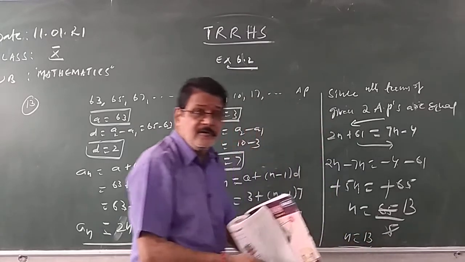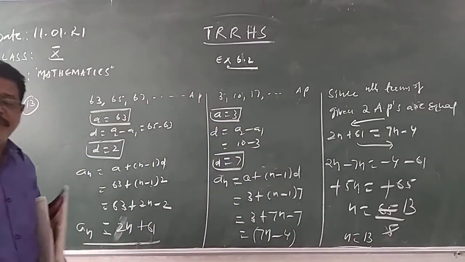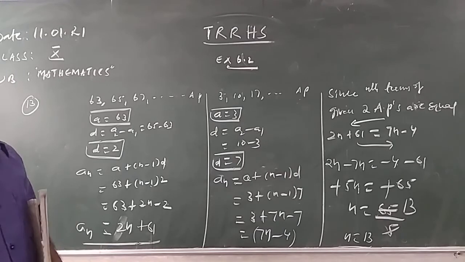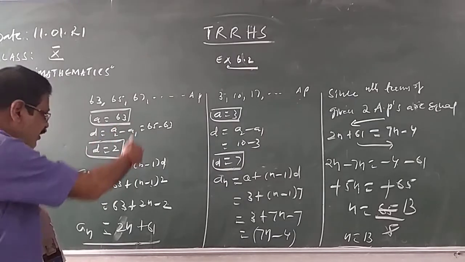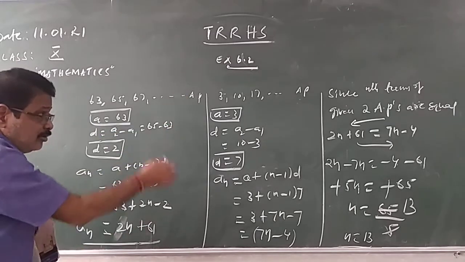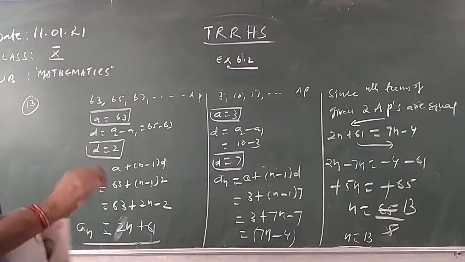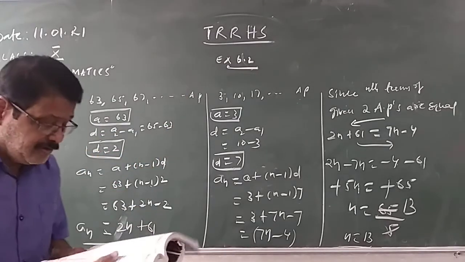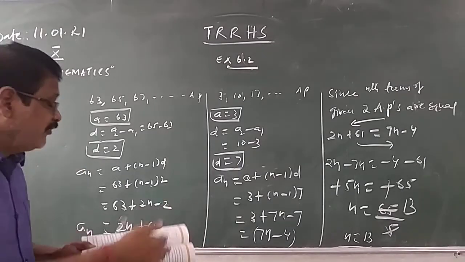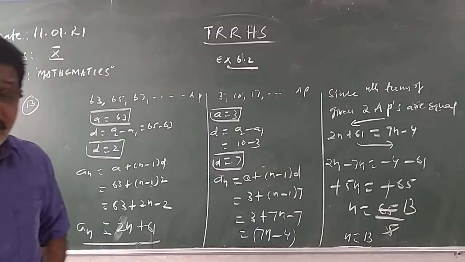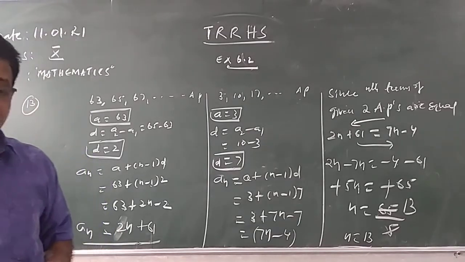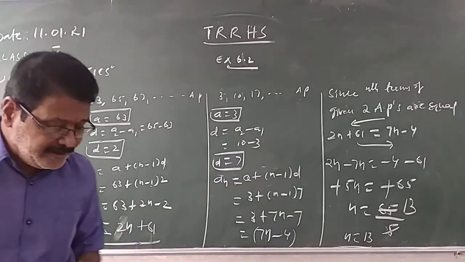So the two APs are given. Which terms of the two APs are equal? So both nth terms are equal. First AP nth term, second AP nth term, both nth terms of the APs are equal. So we got n is equal to 13. For what value of n are both nth terms equal? For n is equal to 13, both the nth terms are equal.